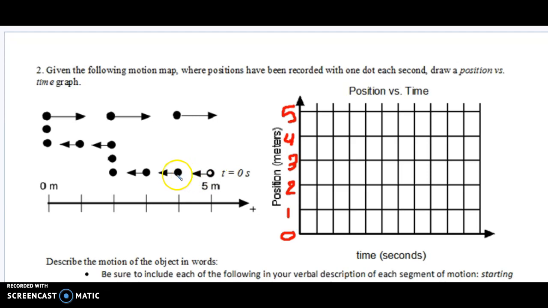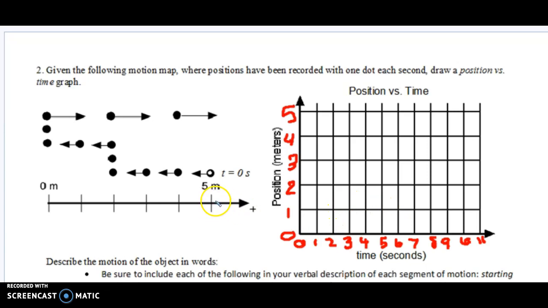So if this is time 0, 1, 2, 3, 4, 5, 6, 7, 8, 9, 10, 11. And along here, this is time 0, 1, 2, 3, 4, 5, 6, 7, 8, 9, 10, 11. So it's perfectly spaced out to be able to fit all of our data.